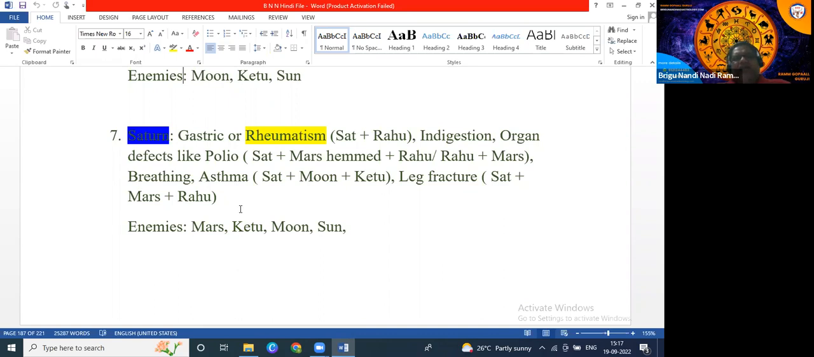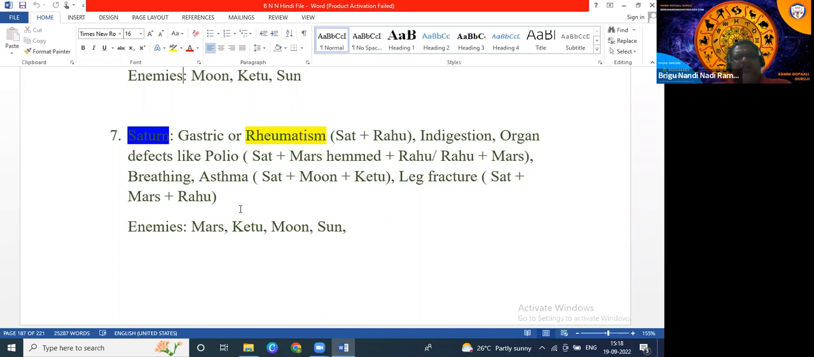And moreover, Rahu and Saturn together give gastric problem, that is due to indigestion. So indigestion problem and organ defects like polio, Saturn Mars and Rahu Mars, and breathing related and asthma related and leg fracture. Asthma is generally Saturn Moon Ketu and leg fracture Saturn Mars Rahu. So if Saturn is conjoined with enemies, the native will get Saturn related health problems.